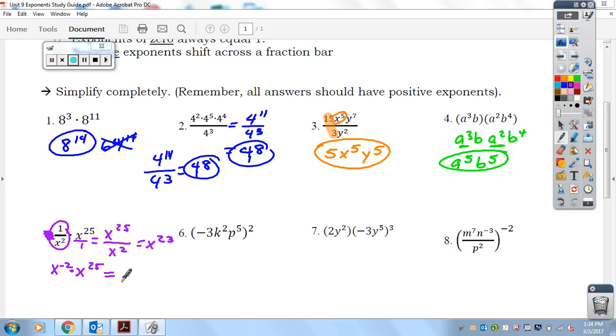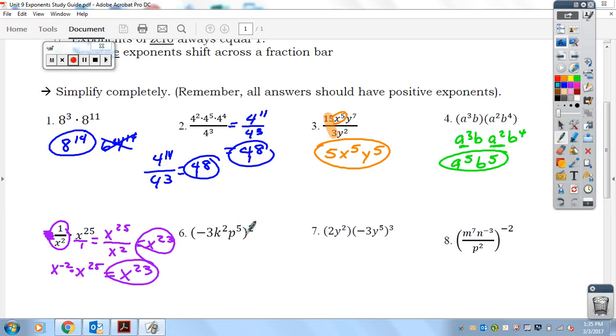2 negative 25 positives is x to the positive 23. In either event, it's still the same thing. There are several ways often to do these problems. Number 6. There's nothing to do inside, but there is an exponent on the outside. So for lack of a better way of saying, it's not actually, but it's like the distributive property. So there's 2 of these, 2 of those, and so forth.